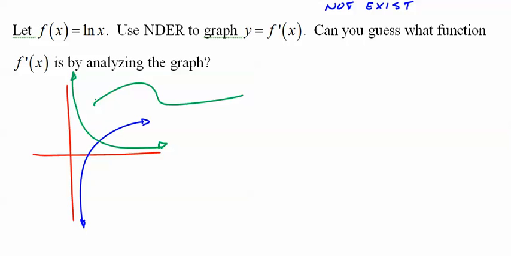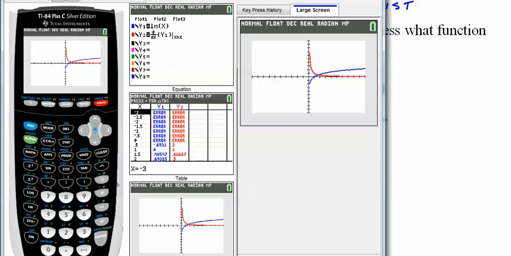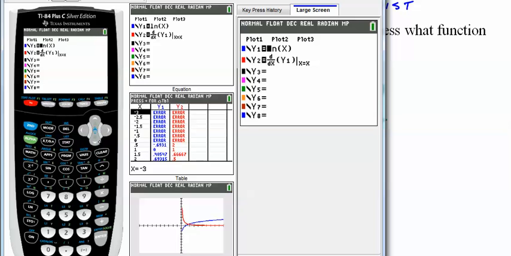And I happen to know that that's the function 1 over x, where x is greater than 0. So how do we get the other side? I wonder if we could try and play with that. No. Another time.